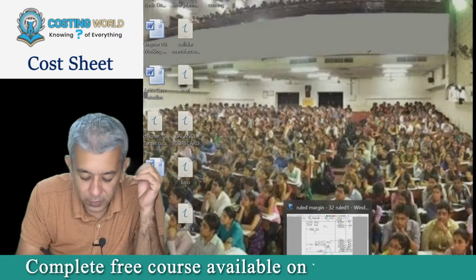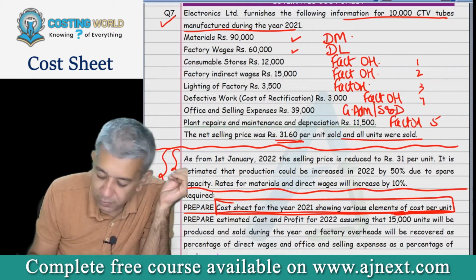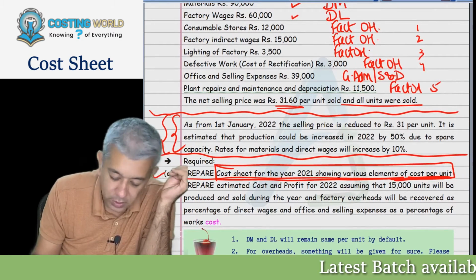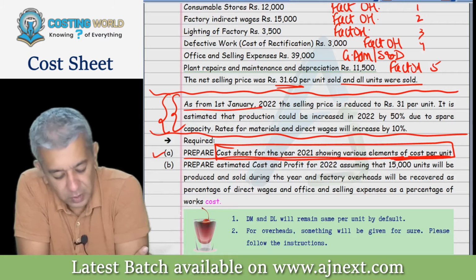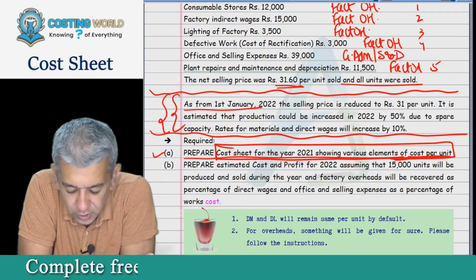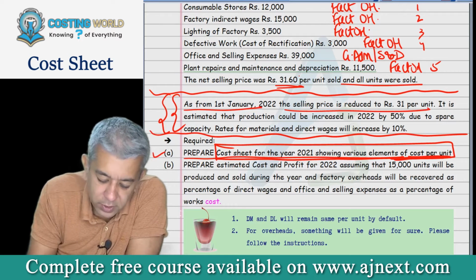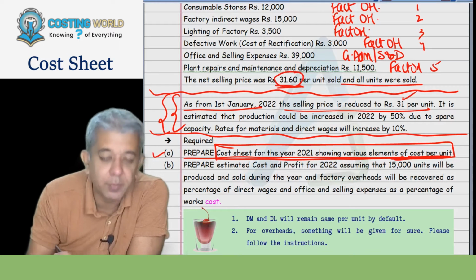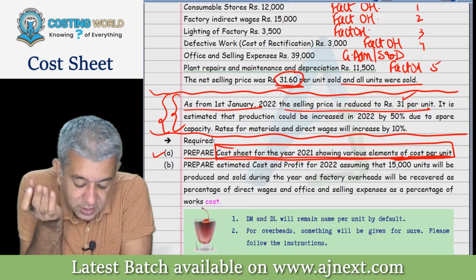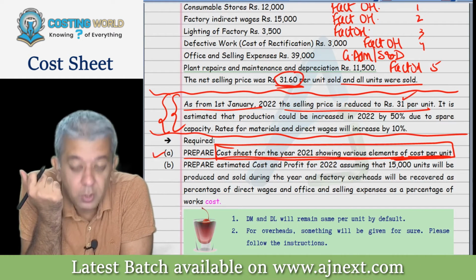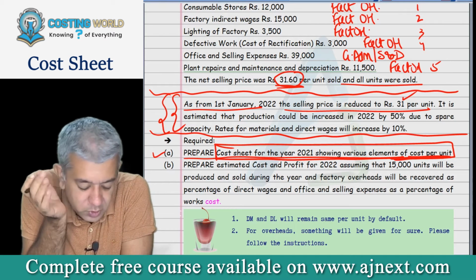Now let's see what is going to be happening in the year 2022. Now I'm reading those 3 lines that I have not read before, and I'm reading part B of the question. As from 1st of Jan 2022, selling price will be reduced to rupees 31 per unit. So therefore it was 31.6, now we make it 31. We are bringing down the price. It is estimated that production could be increased in 2022 by 50% due to spare capacity.